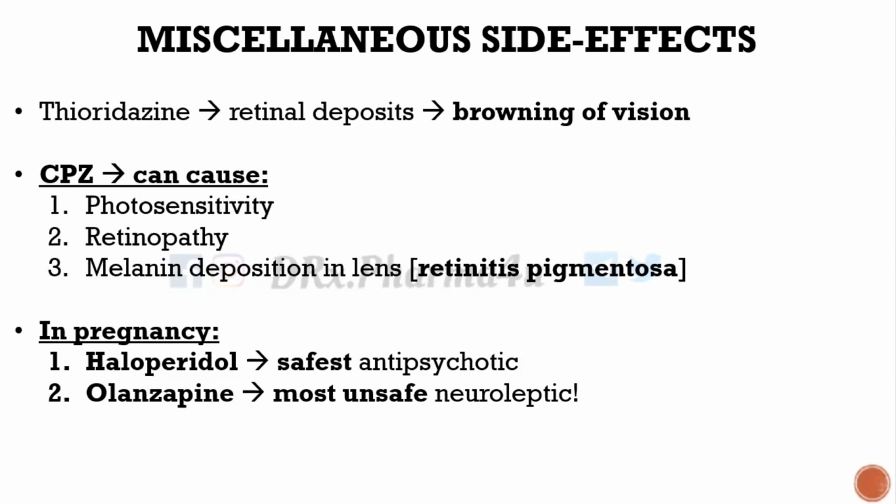When we come to pregnancy, haloperidol is the safest antipsychotic and olanzapine is the most unsafe antipsychotic. This is just for your information purpose.